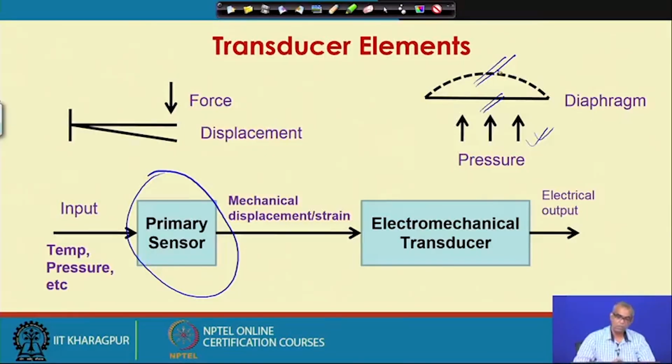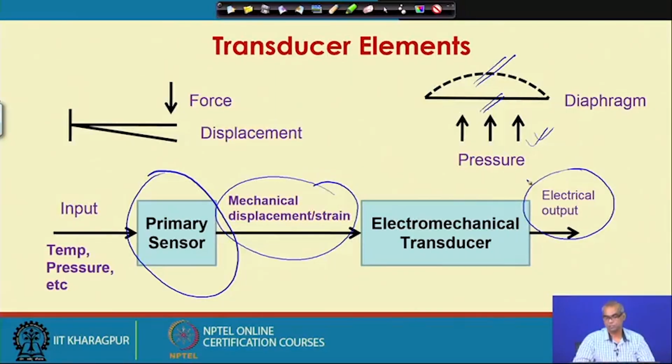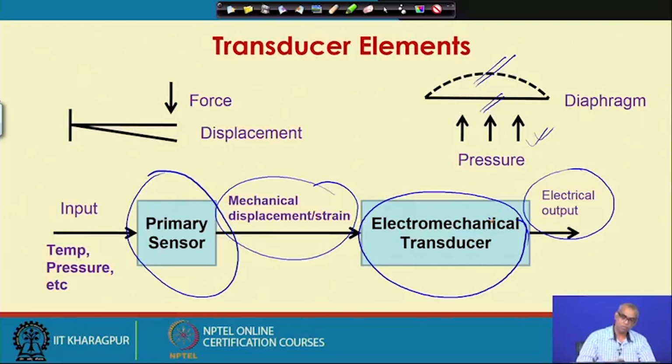Now, if this output, which is a displacement signal, can be converted to an electrical signal, the measurement task becomes much easier and convenient. So, an electromechanical transducer serves this purpose. Electromechanical transducer will receive displacement or strain as input and will give you electrical signal as output.